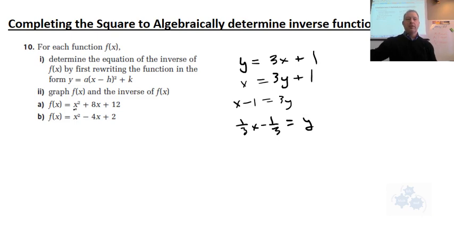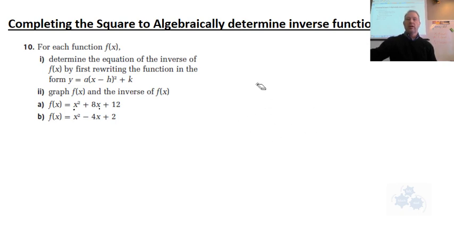The problem becomes when you have y in two spots and they're unlike terms, how do you solve for y? That's where completing the square is going to come in. So when you don't have a linear function, you're going to have to complete the square. It says here, determine the equation of the inverse of f of x by first rewriting the function in this form. So we have a standard form here, and we're going to try and get into vertex graphing form. So we're not going to flip the variables just yet. Not going to reverse them just yet. We're going to write f of x in this form.